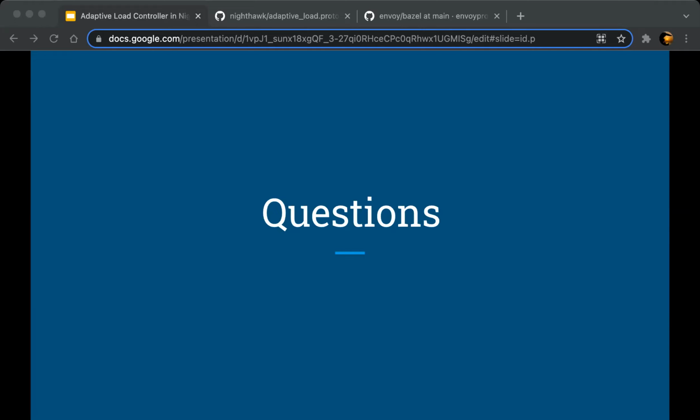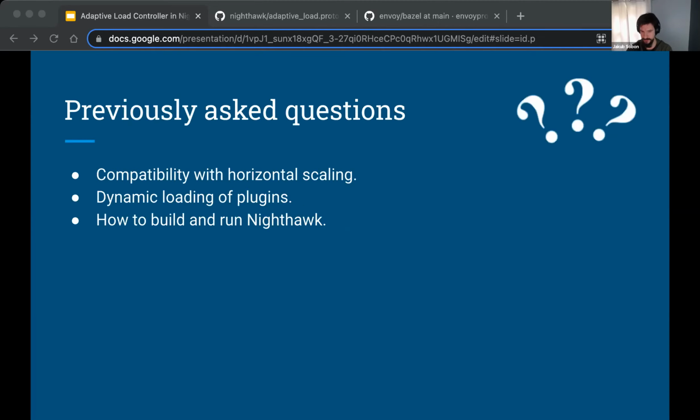Yeah. Is that a question in regards to horizontal scaling of Nighthawk? Exactly. Yes. That is one of those that I'm planning to cover. So let's cover that, and then we can see if we have any other questions. Okay. This is what I heard that was asked previously.